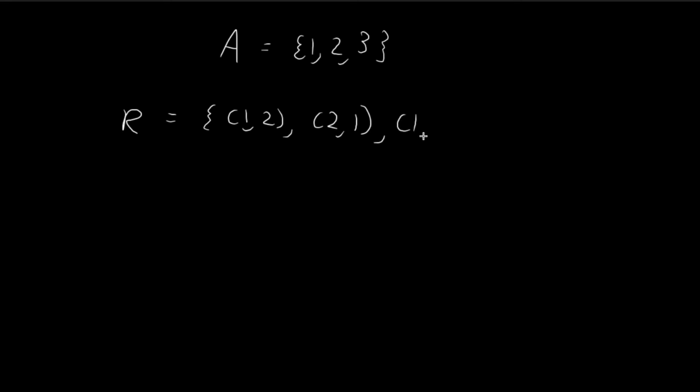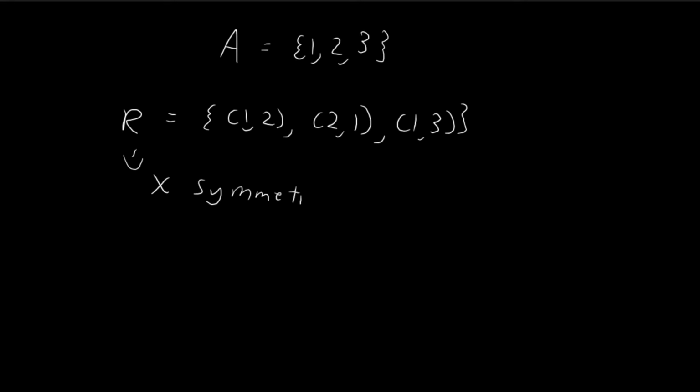Now let's take a look at an example. Suppose A is the set consisting of the numbers 1, 2, and 3. Now let's define our relation R to be the set consisting of the ordered pairs (1, 2), (2, 1), and (1, 3). Now this relation R is not symmetric.